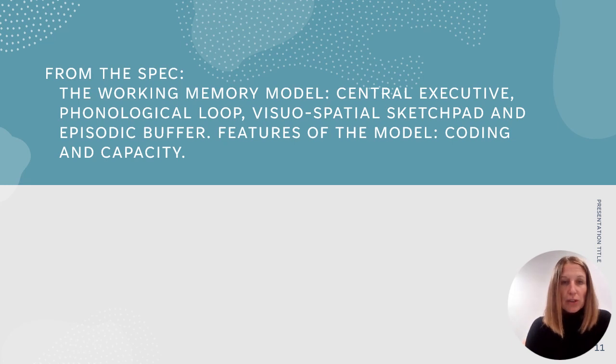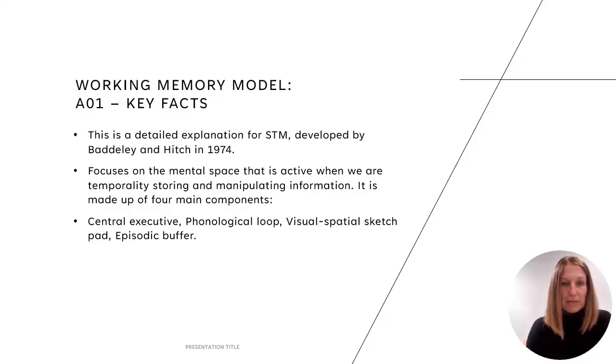Okay, so the next bit that we're going to be looking at is the working memory model, which is the central executive, phonological loop, visual spatial sketchpad, and episodic buffer, and the features of the model, coding and capacity. So the working memory model, your key facts are here. So it's a detailed explanation for short-term memory.